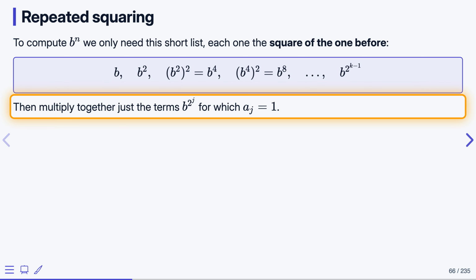Then we multiply together just the terms where the matching bit is 1, and skip the rest. That is why this is fast. Instead of n multiplications, we need about log n of them.